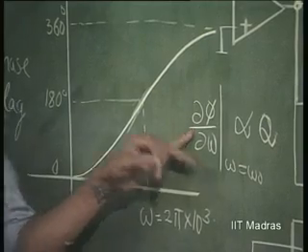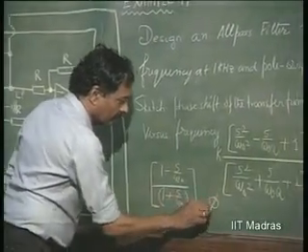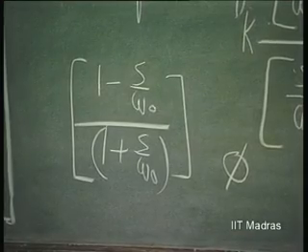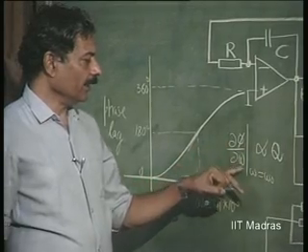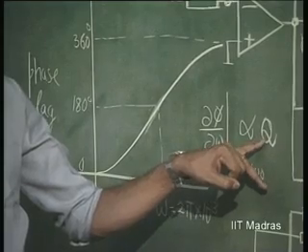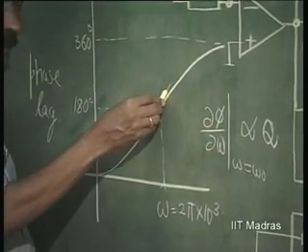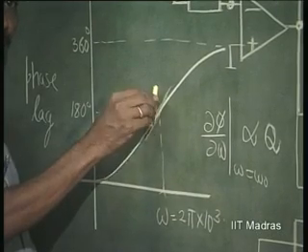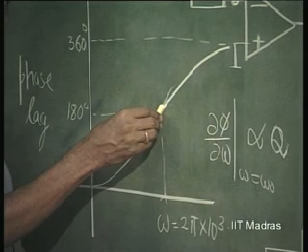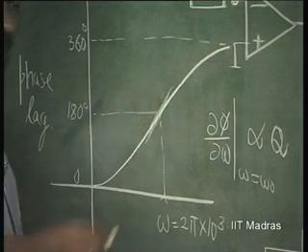I would like you to write down the phase phi for this, and show that delta phi by delta omega is maximum at omega equal to omega naught and is directly proportional to Q. That means the slope at this point is going to be steep if Q is very high. That is the function of Q. If you make Q very high, the phase will vary rapidly with frequency around omega naught.